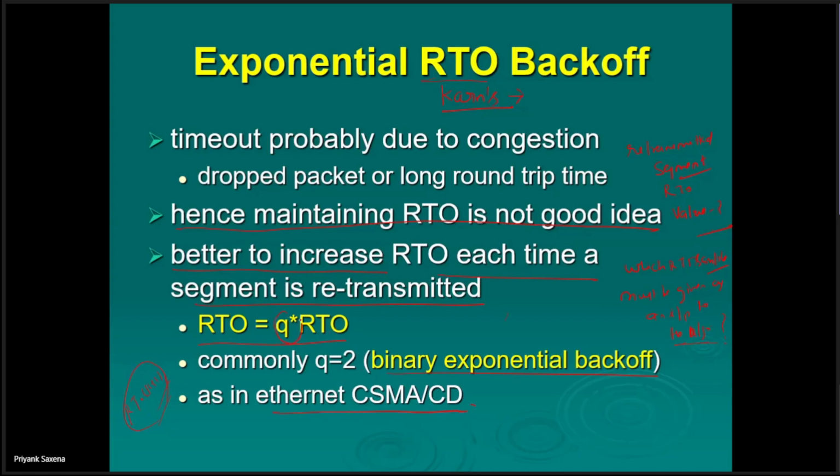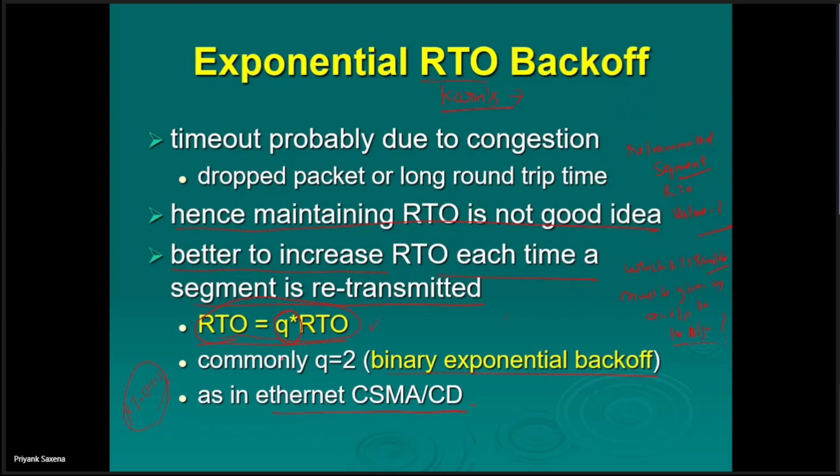This Q is chosen depending on the attempt. Suppose the segment failed to deliver at the first attempt, Q value is chosen as 2. Next time it will be 4, then 8, so it will be an exponential backoff, right? Binary exponential backoff. Every time this will get doubled. So for a failed segment, this RTO value will get doubled every time, right?